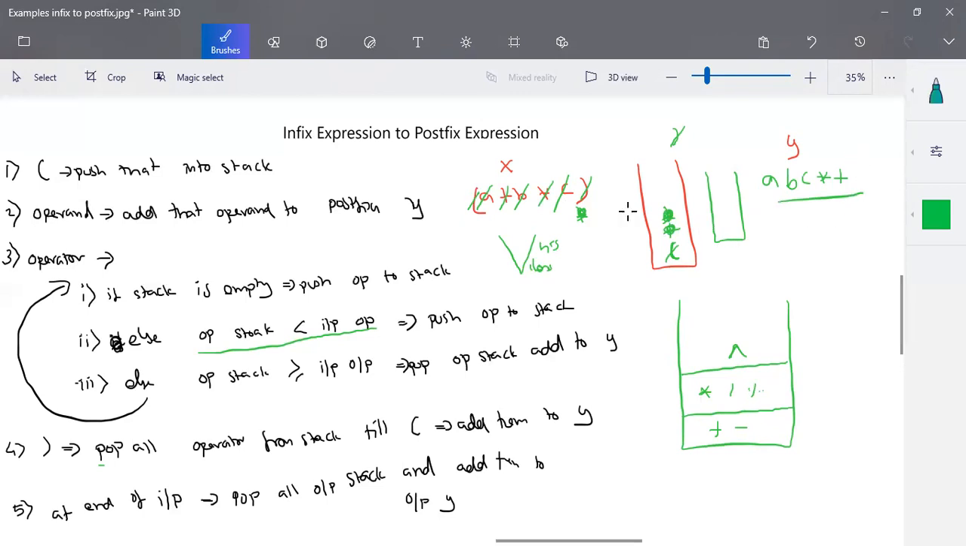Got it? In case at the end of your input the stack still contains some operators, we can directly add them to the expression at the end. Okay, in the stack we always have operators.